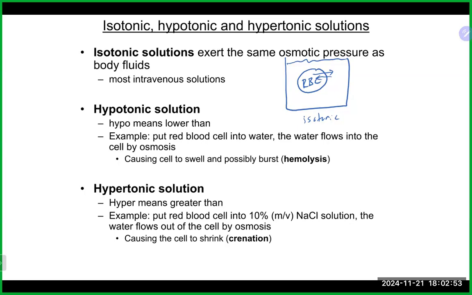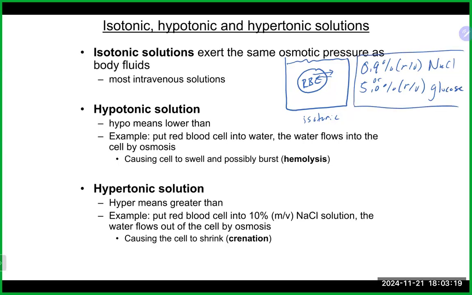What are considered isotonic solutions? Most of the time that is a 0.9% mass to volume sodium chloride solution, sometimes referred to as a saline solution. It doesn't have to be sodium chloride. It could be any type of ionic compound like that. And a 5% by mass glucose or sugar solution. These are considered isotonic solutions. And anything that is above or below those two would not be isotonic. It would be one of the following types of solutions.